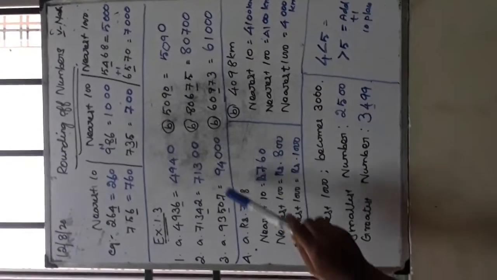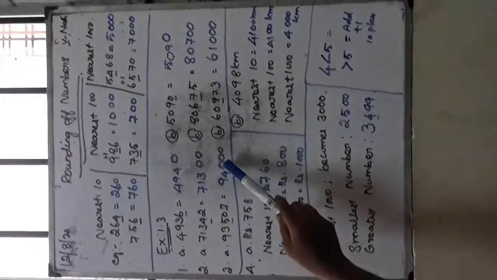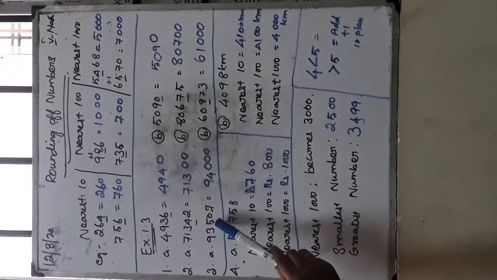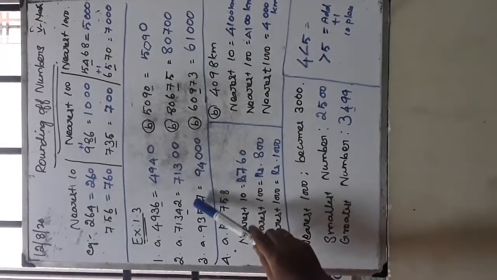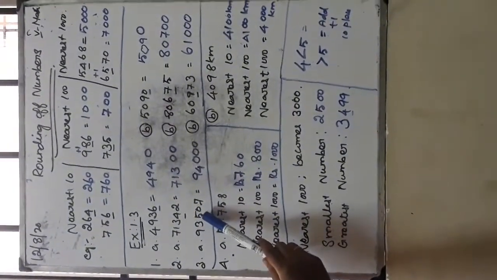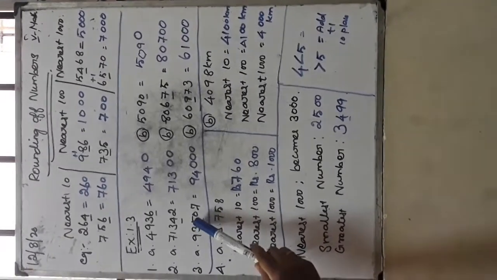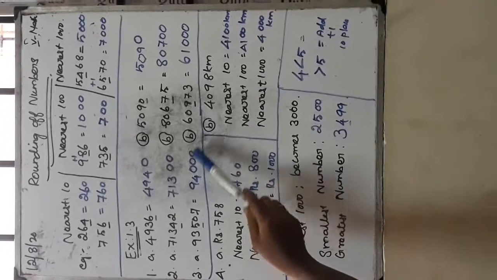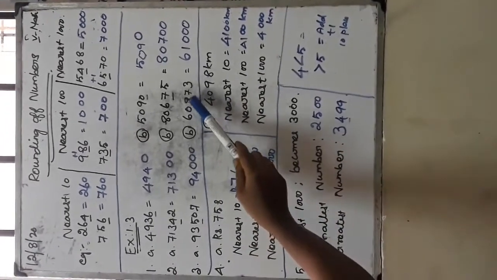So for 1000, you have to write the 3 zeros. Look at the third number: ones, tens, hundreds. You have to change the hundreds place. Okay, isn't it? So 5. So you have to add 1 in the 1000 place. So 94000. Next one is 60973.